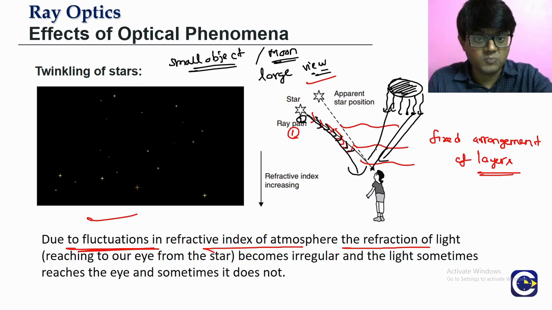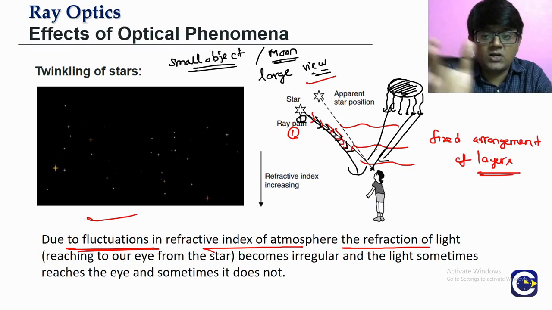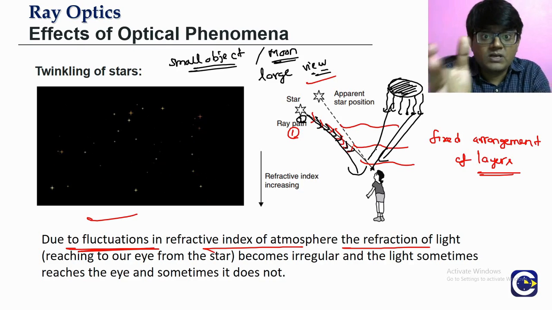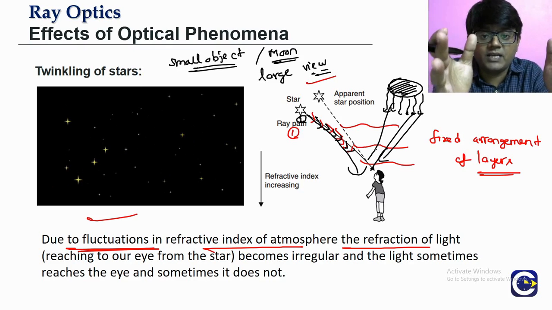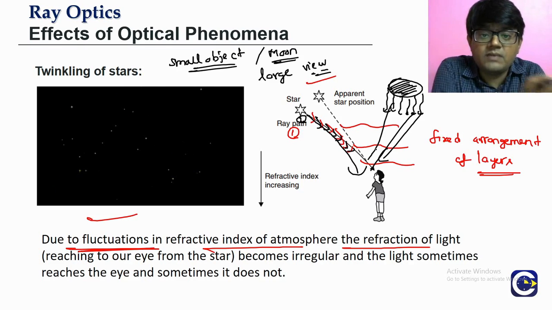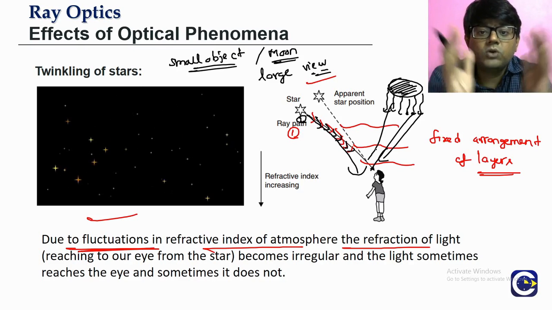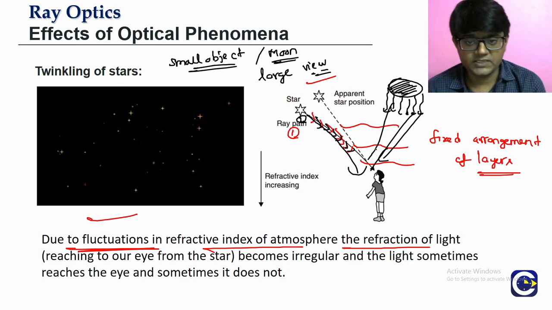Like a star, because of the small size, we'll consider only one light ray to be coming, but for a sun or a moon, because of the large size of the object we are able to see, we'll consider that there are many light rays coming. So some of them are missing, but the averaging out phenomenon will make sure that we don't see the twinkling observation.